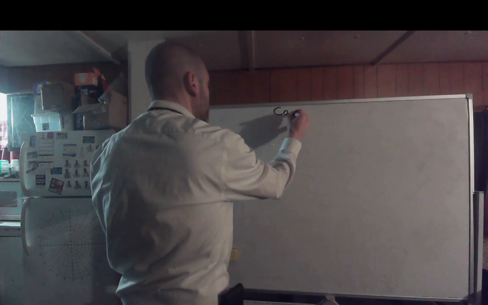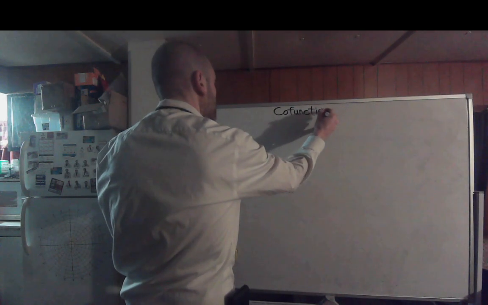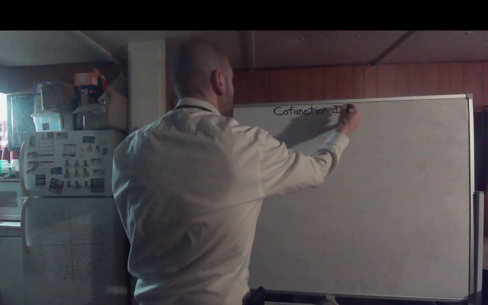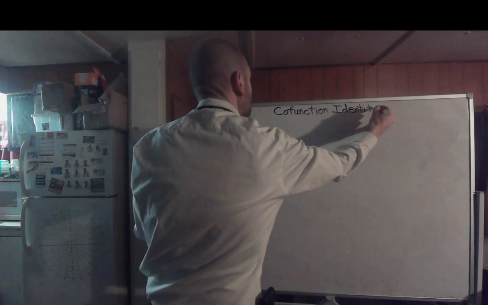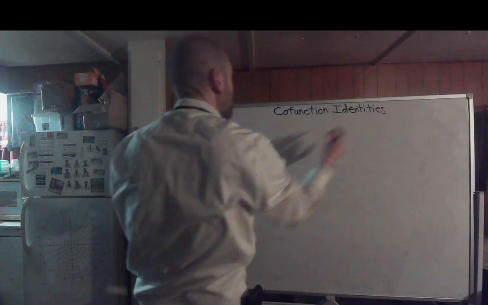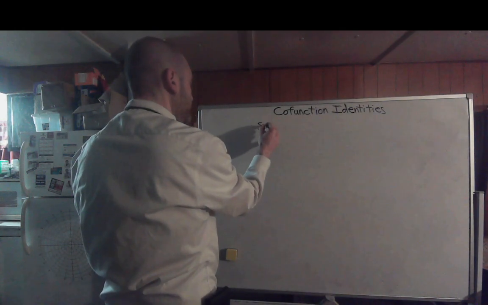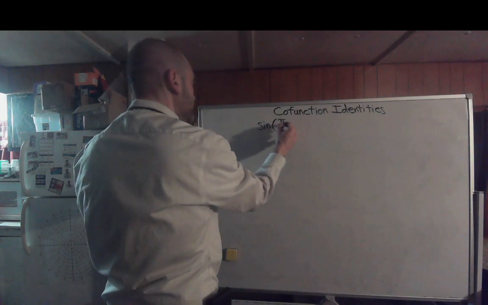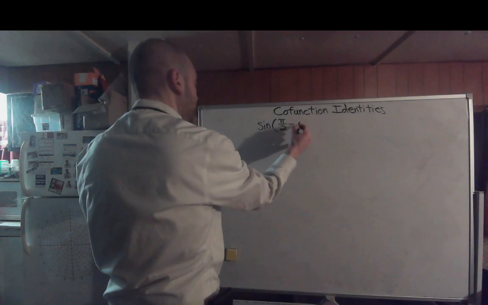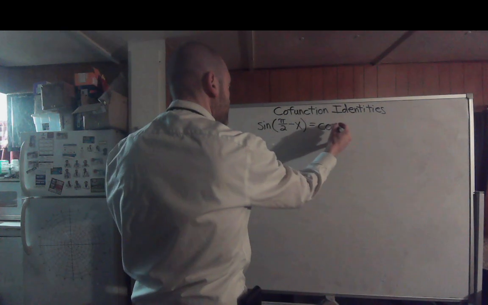Now we have what are called cofunction identities. So, cofunction identities. If you have the sine of pi over 2 minus x, that's going to be the exact same as the cosine of x.